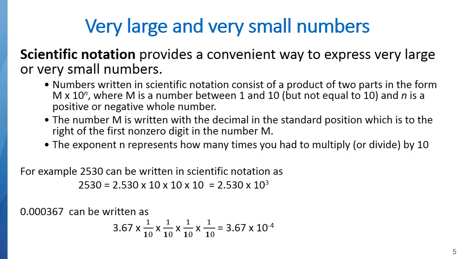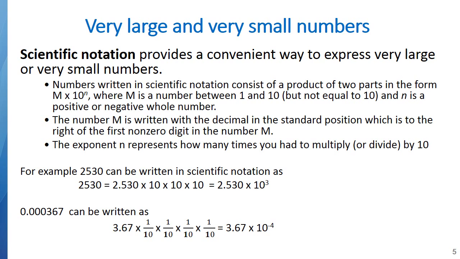A number that's smaller than 0 can be written, so you can see 0.000367 can be thought of as 3.67 divided by 10 divided by 10 divided by 10 divided by 10, or in other words, times 1 over 10 times 1 over 10 times 1 over 10. And just for your information, 1 over 10 is the same as 10 to the negative 1. So again, notice that if we take 3.67 and divide by 10 4 times, we get 0.000367. So we can also write it as 3.67 times 10 to the minus 4th, or in other words, 3.67 divided by 10 4 times.